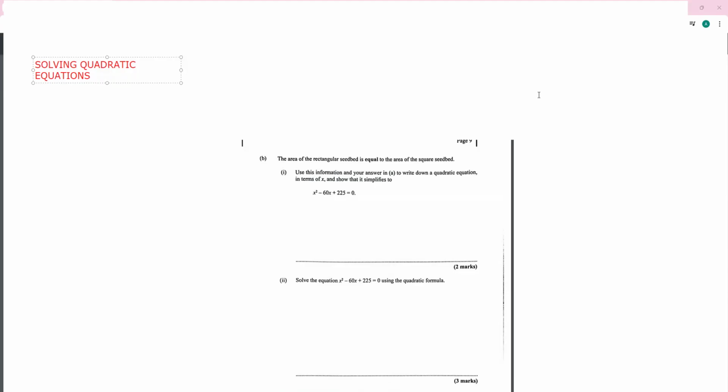Good evening, everyone. So this evening, we're looking at solving quadratic equations. Now, there are several ways to solve a quadratic equation. One will be by factorizing, where you factorize. If you have trouble with factorization, please visit my last video on factorization.